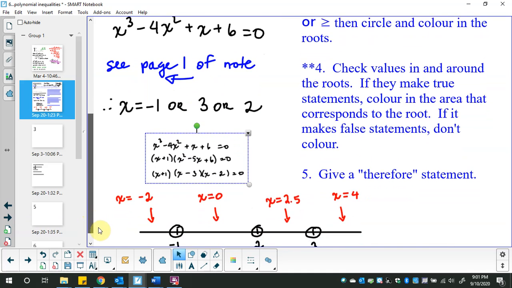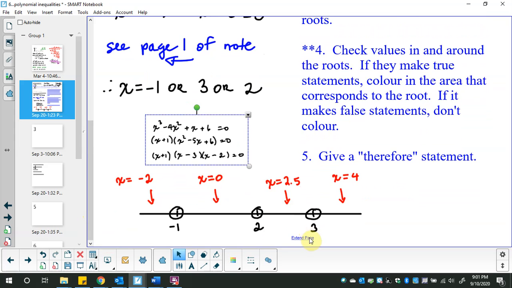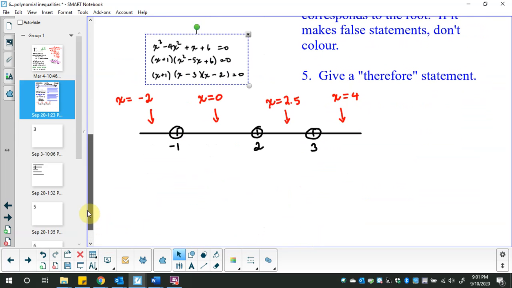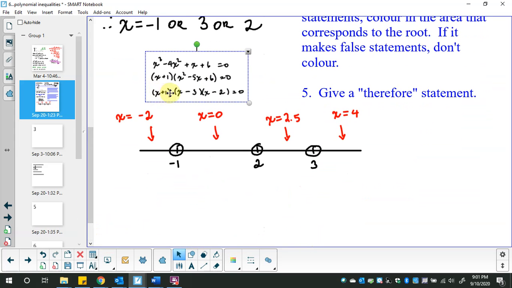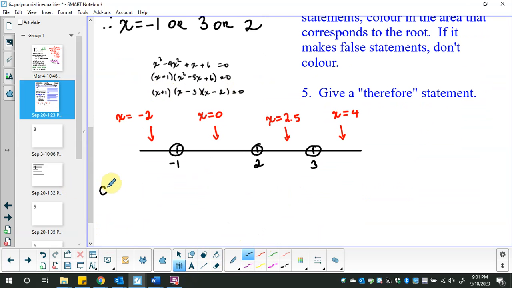So the first thing I'm going to do is I'm going to use -2, and I'm going to put it into this bottom line. So, time to do my checks. So first thing is, I'm telling you what I'm checking. And then I'm going to put -2 in for all the values.